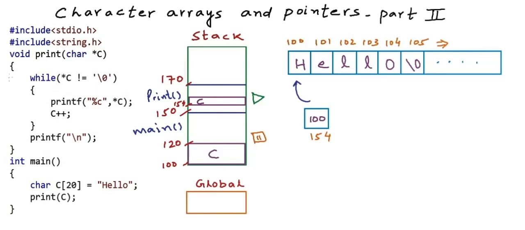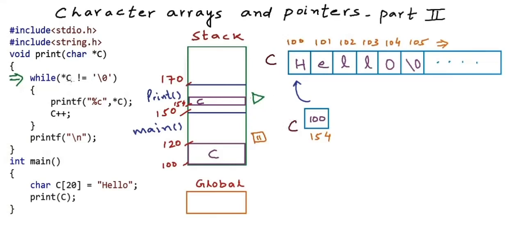Now let's come back to our program execution. Let's say we are here initially. I'll mark the statement that is executing by this green arrow. Let's name these two guys. This guy is C, but this guy is an array local to main, and this is also C, but it is a character pointer local to print.